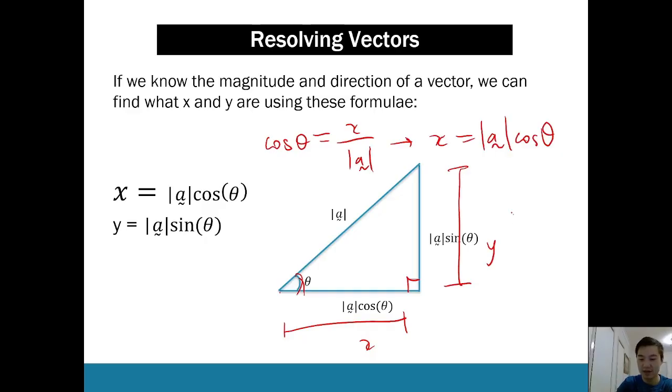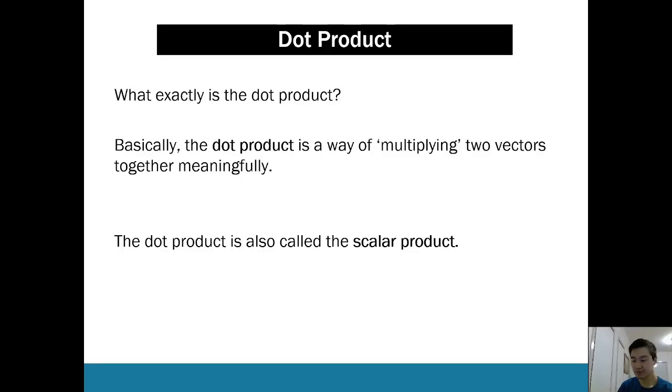And similarly, you can find that y is equal to magnitude of A sine theta. So this result is really useful. You do this a lot, especially when you do projectile motion, because you'll be resolving the initial velocity into its vertical and horizontal components. So now let's talk about the dot product.